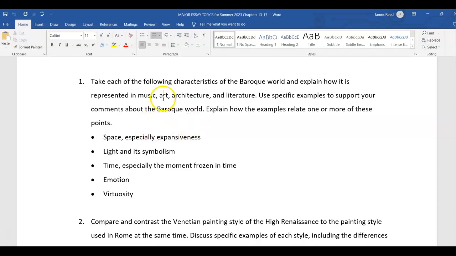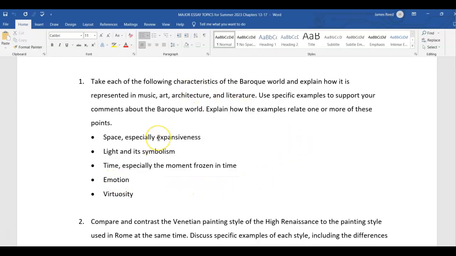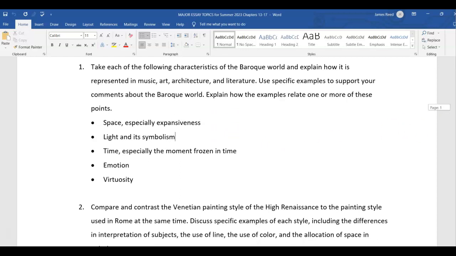So with art, you may want to talk about light and symbolism. You may want to talk about the emotion that comes across. You may want to talk about space and how the artwork may represent that. With literature, you may want to talk about this idea of emotion. Maybe we'll talk a little bit about virtuosity, whichever one. Same thing with music. So you don't have to cover all 5 of these points, and probably cannot cover all 5 of these in discussion of your examples. But you should be able to discuss those and look through the textbook where it shows you all those details. So that's the first topic.